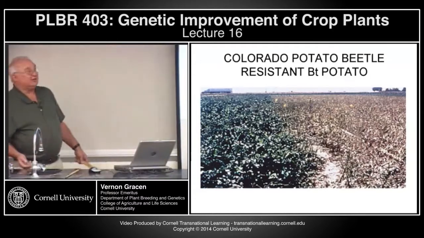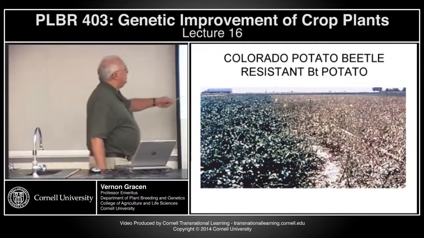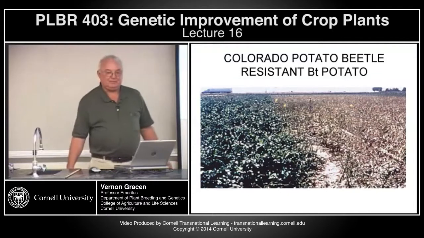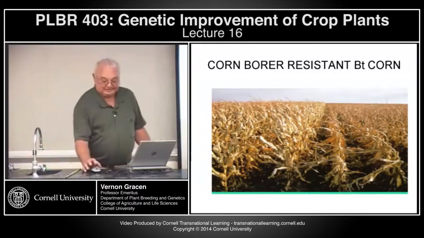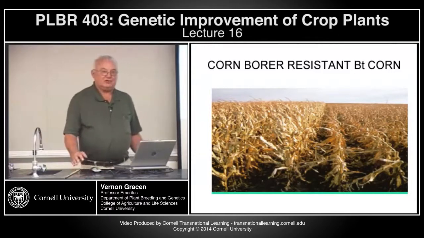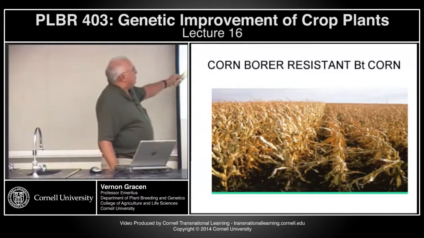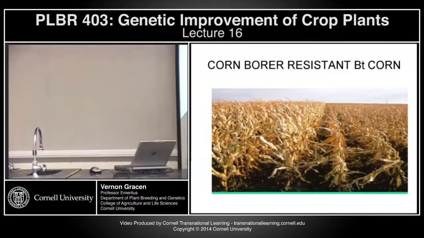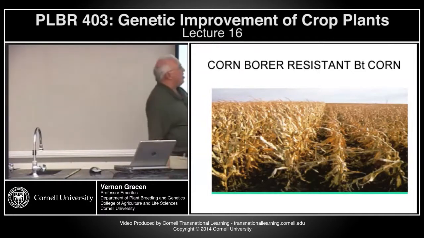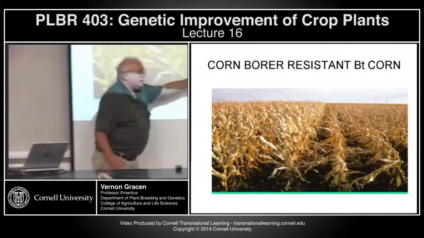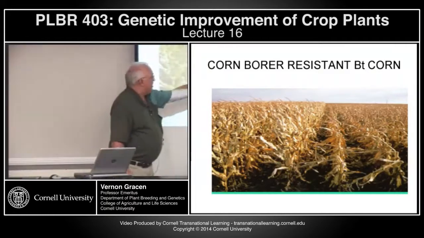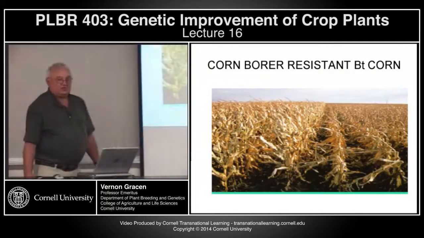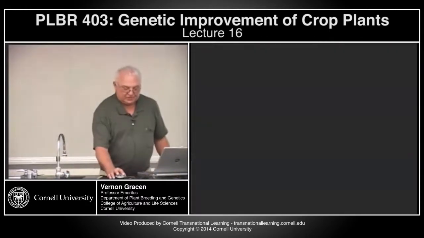And most of these are transgenic. BT potatoes and non-BT potatoes. BT potato was actually the first BT release, but it came on and off the market so fast that most people didn't know it. BT corn, non-BT corn, and this is corn at harvest, and these plants are basically broken over and lodged because the corn borer has eaten out the inside of the stalks. These guys are standing up so you can still harvest the ears.